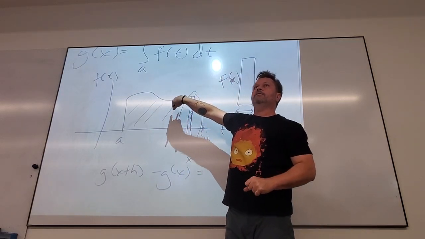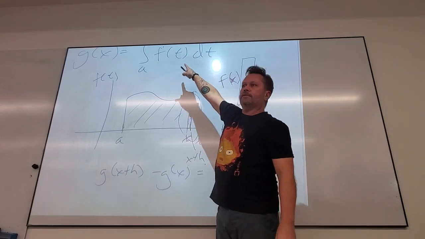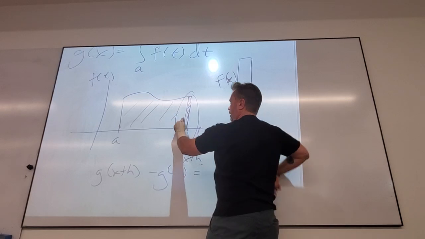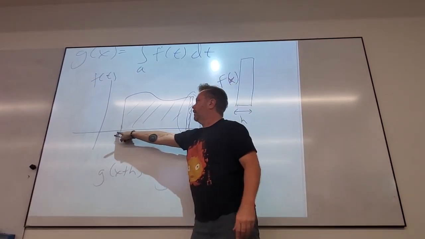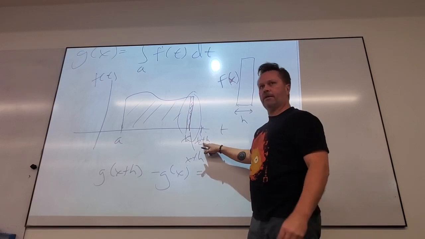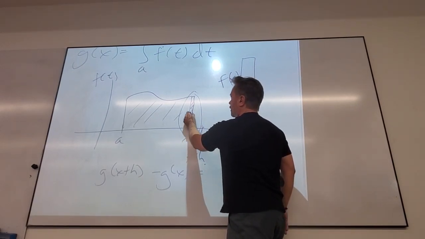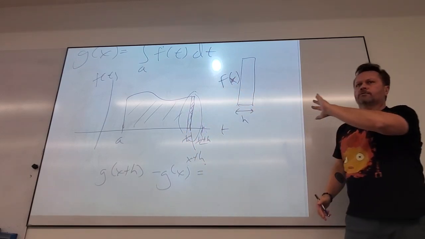What function gives me the area under f? Oh, the g of x does. So what is this area here up to x? G of x. What is the area up to x plus h? G of x plus h. How much bigger is g of x plus h exactly?